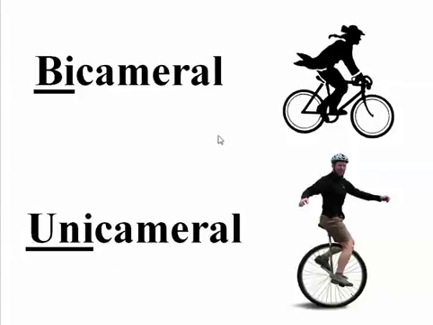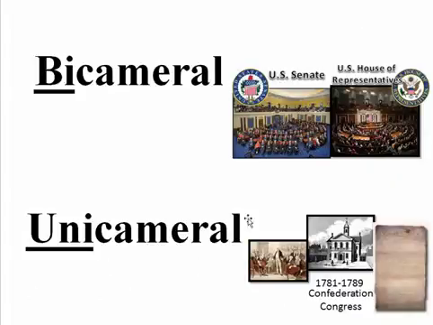And if we use an example of a bicycle, a unicameral bicycle has only one wheel. Uni, one. Bicameral, two wheels. See? So we use those prefixes to determine this. So is it a one house or a two house? The unicameral is a one house. So under the Articles of Confederation, we had a unicameral or one house legislature called the Confederation Congress. And that lasted from 1781 to 1789.